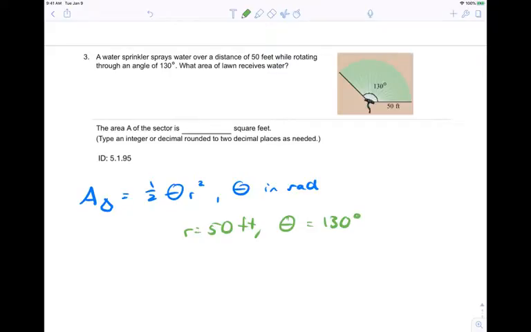So we need to convert to radians, so from degrees to radians. Then we need to do what? Just use the formula, right? Okay. So take a moment to see if you can get that one.